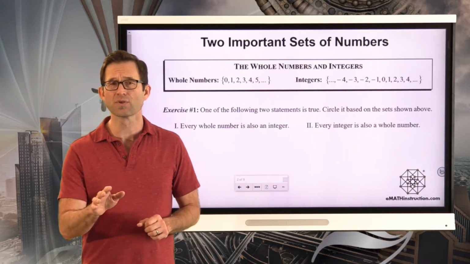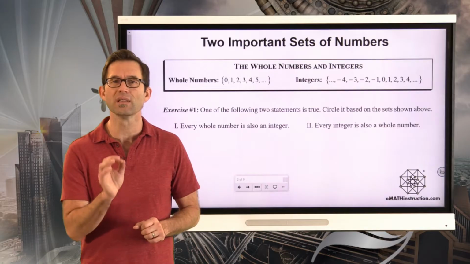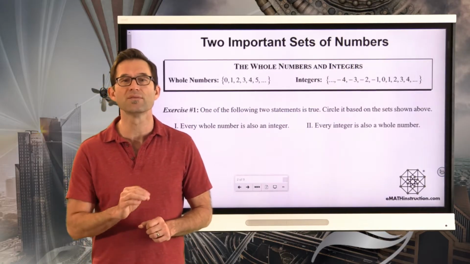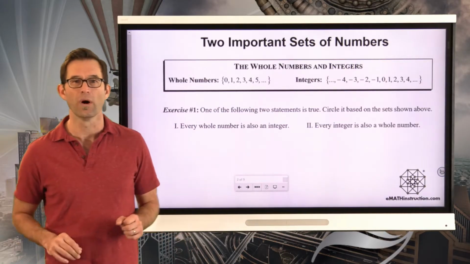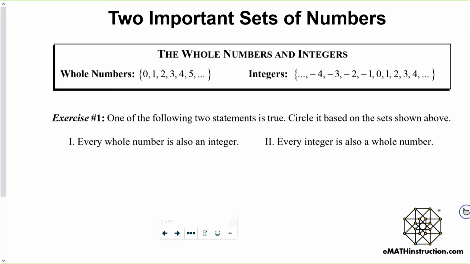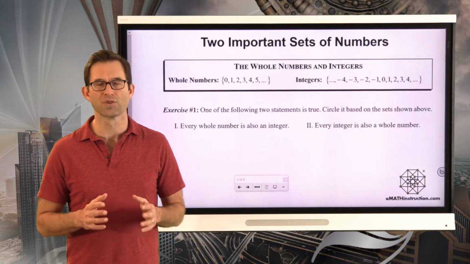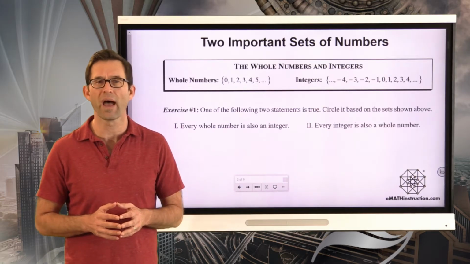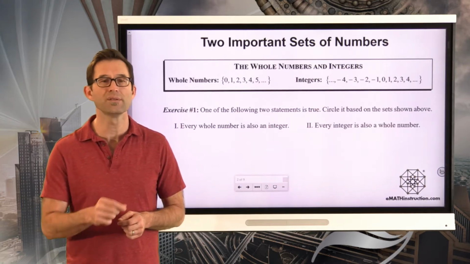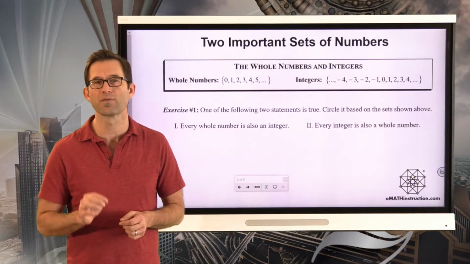Anyhow, let's look at exercise number 1 so that you can see a little bit of a difference between these two sets of numbers. Exercise 1. One of the following two statements is true. Circle it based on the sets shown above. Choice 1, every whole number is also an integer. Choice 2, every integer is also a whole number. Which one of these two statements is true? Logic's a very important part of math, and this gets right down to it. One of these two statements is always true. Think about it just for a moment.